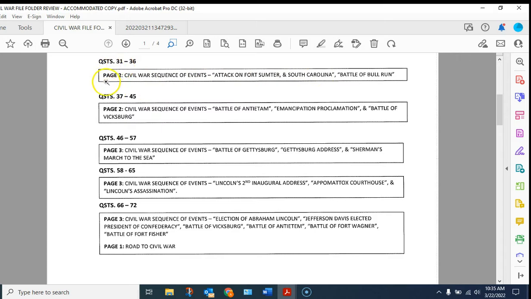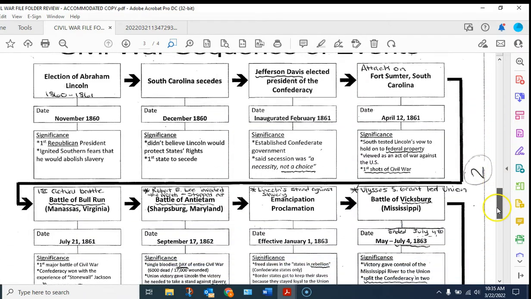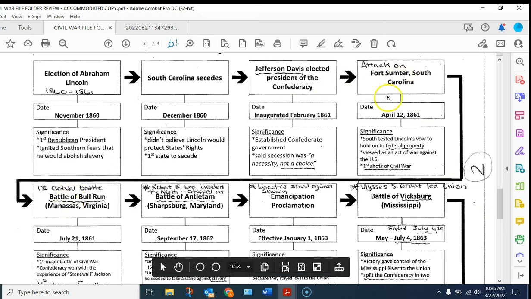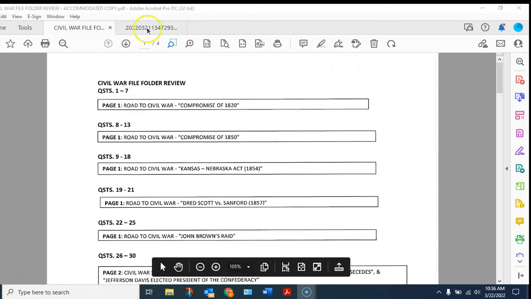Like questions 31 through 36, page 2, Civil War Sequence of Events, and it says attack on Fort Sumter, South Carolina, and then Battle of Bull Run. So you should go down to page 2. There it is, attack on Fort Sumter and Battle of Bull Run. Don't look at anything else but these 2 boxes for the answers.